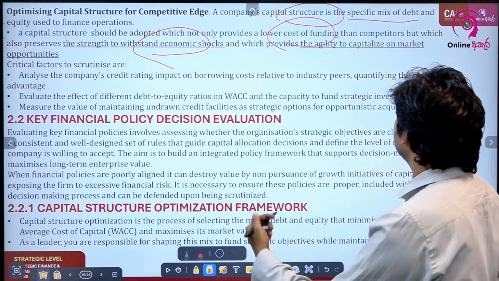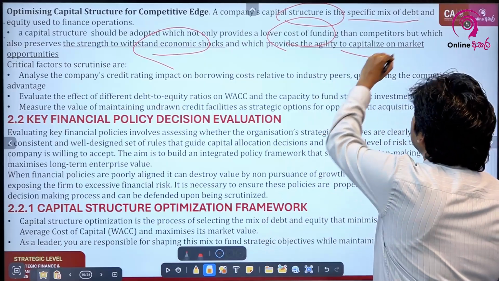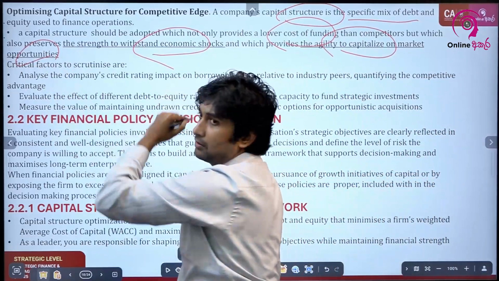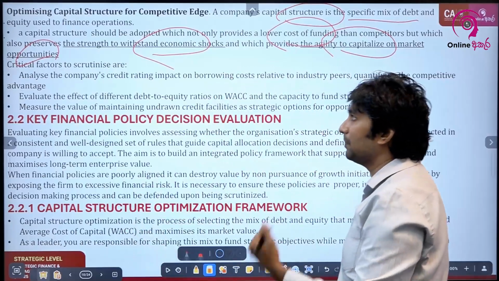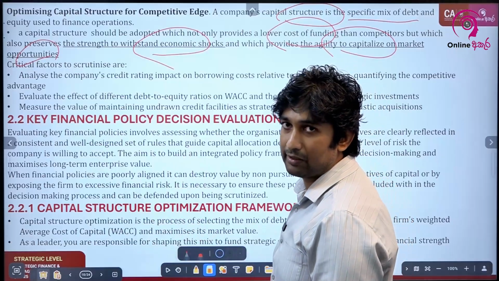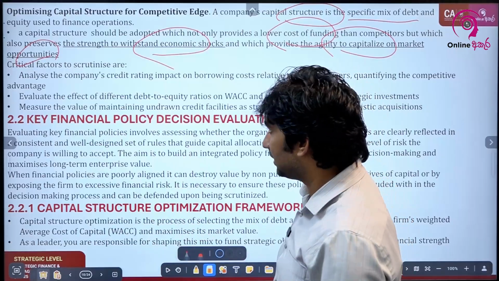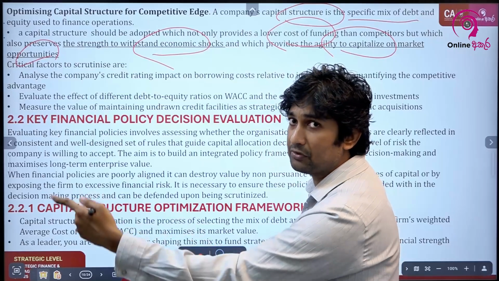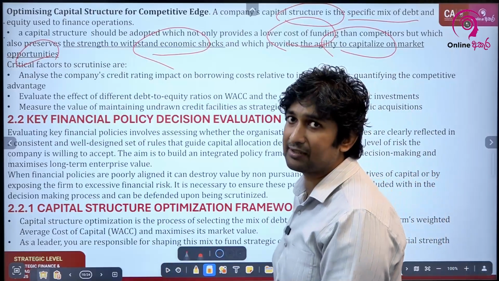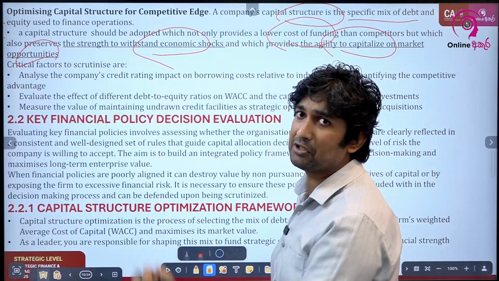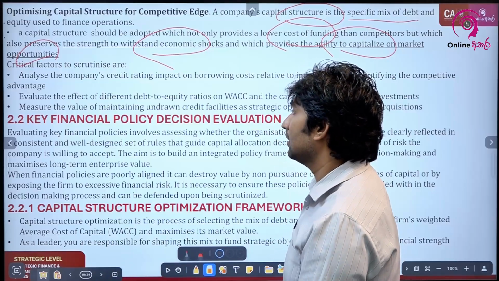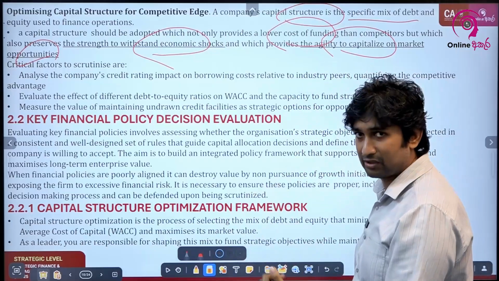and which provides the ability to capitalize on market opportunities. If you see a potential market, your capital structure should help you to fund those market opportunities. There needs to be flexibility within your capital structure where whenever you see a market opportunity, you are able to cash in on it. So capital structure has a more strategic dimension to it rather than simply maintaining a lower cost of funding.